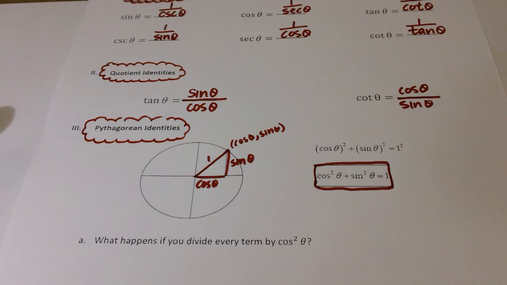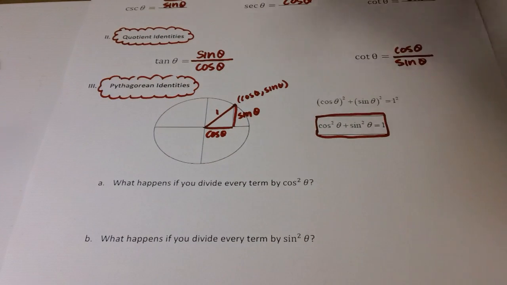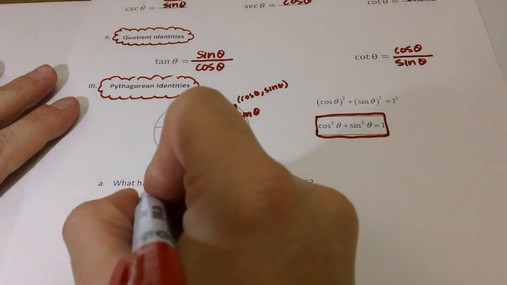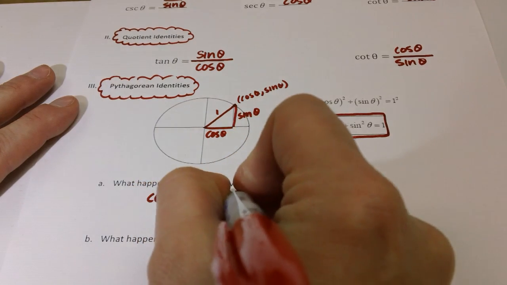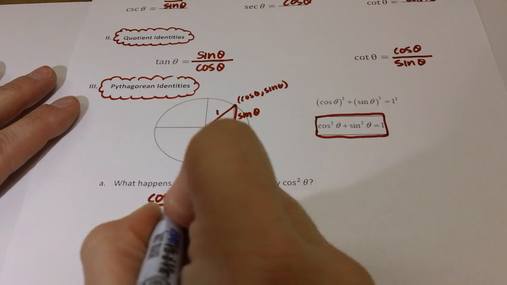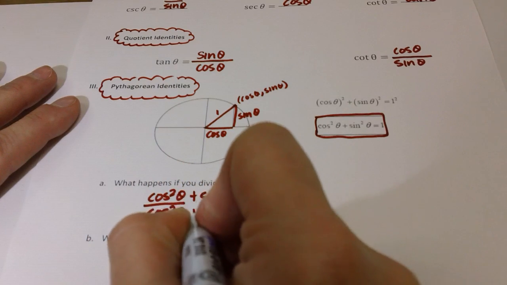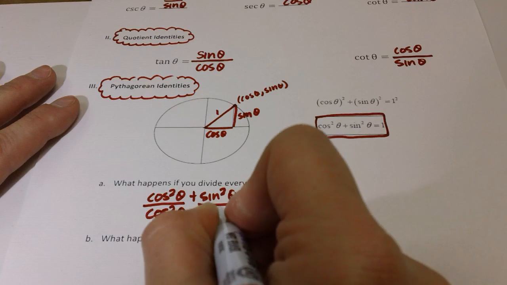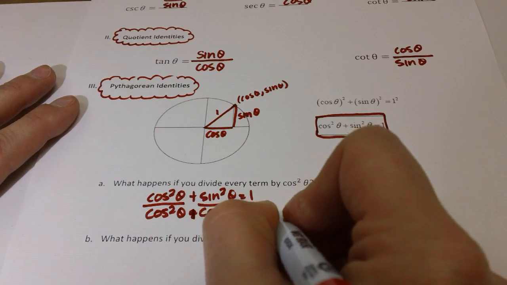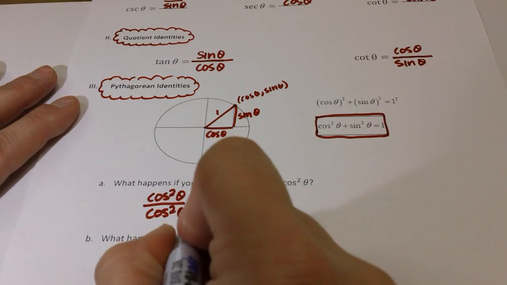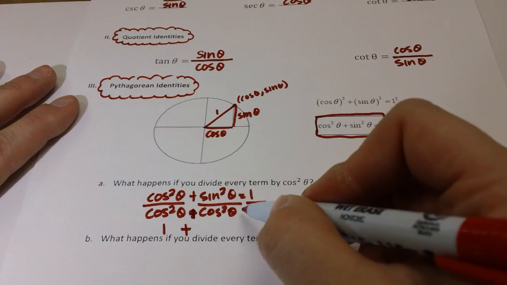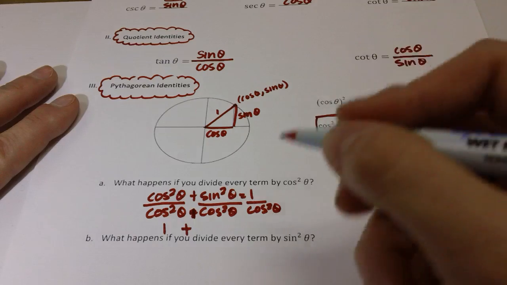So basically what happens is we're going to find the other 2. We're going to take cosine squared of theta plus sine squared of theta equals 1, and we're going to divide every term by the cosine squared of theta. So if I write this out real quick, and if we divide each term by the cosine squared of theta, you're going to see that cosine squared of theta over cosine squared of theta is 1, plus sine squared of theta over cosine squared of theta is going to be the tangent squared of theta.